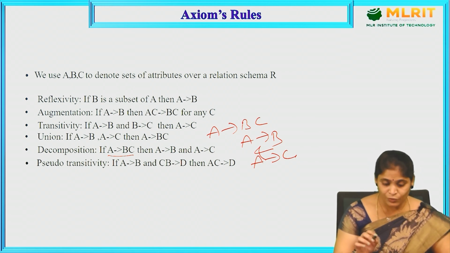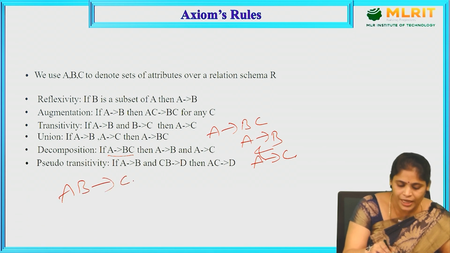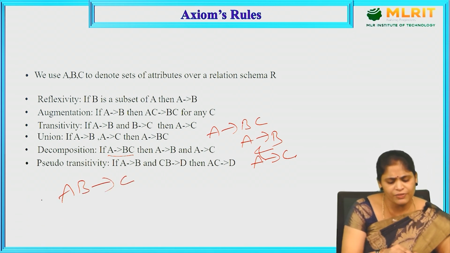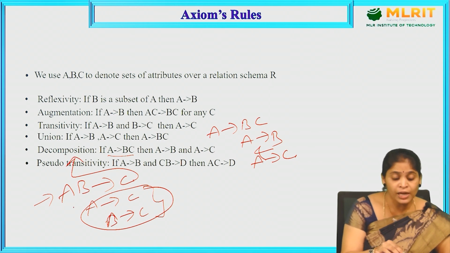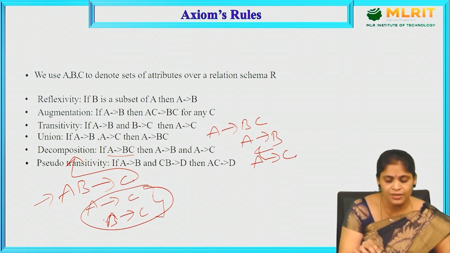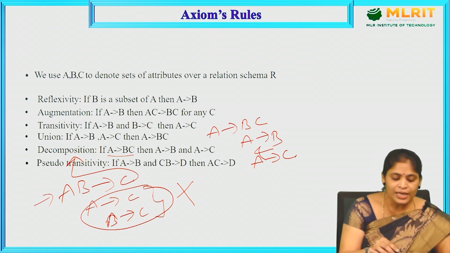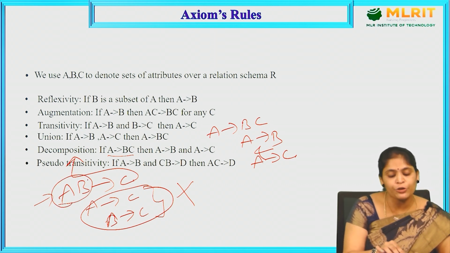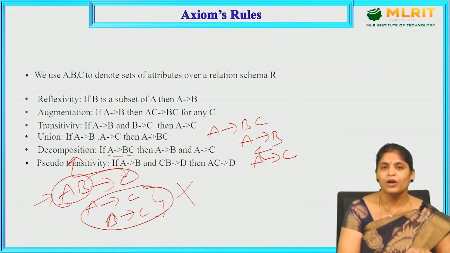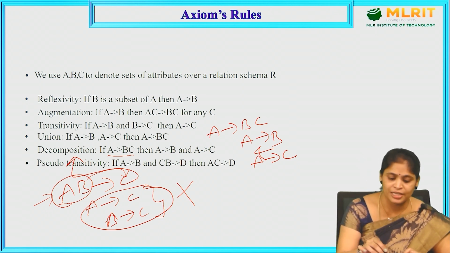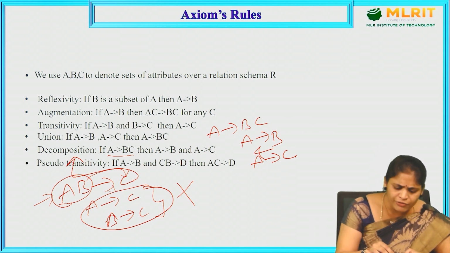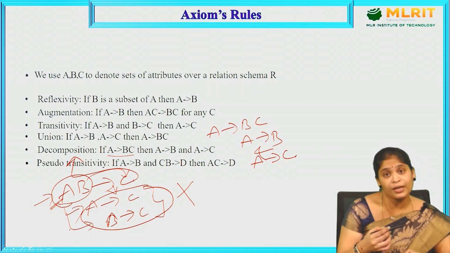Let us take one more example. AB derives C. Can we split this as A derives C and B derives C by using the decomposition rule? Can I decompose like this? No. Why? Because here AB combined derive this column uniquely. Only by combining AB can we derive C uniquely. That is what this FD is meant for. If I decompose this FD into these two statements, the meaning will be completely changed.